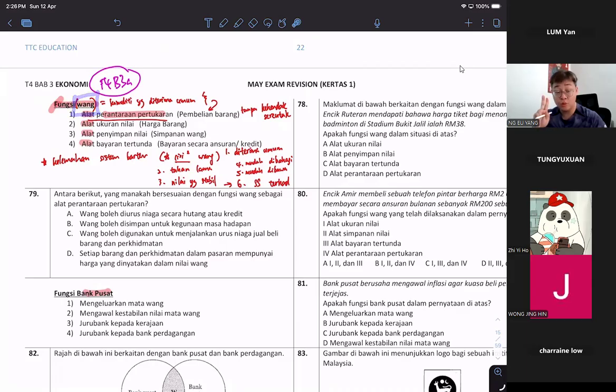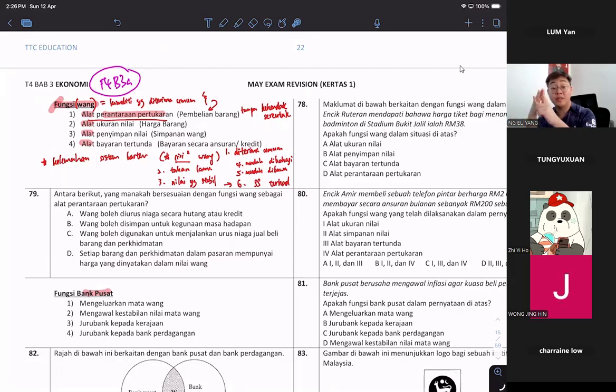Okay, so the answer will be two: wang sah, wang tidak sah. So what's wang sah? It separates into two more ciri, which are your syiling and kertas. So these are recognized by our government, and also by the bank. So syiling and kertas are wang sah.